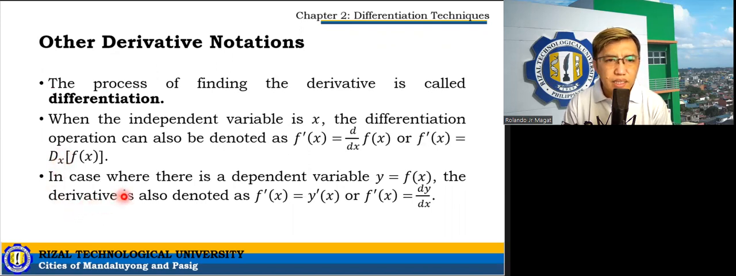Okay? In case where there is a dependent variable y is equal to f of x, the derivative is also denoted as f prime of x is equal to y prime of x. Or that is f prime of x is equal to dy all over dx. The usual that I use is this notation, this Leibniz notation. Because in differential equations, this one is mostly used.